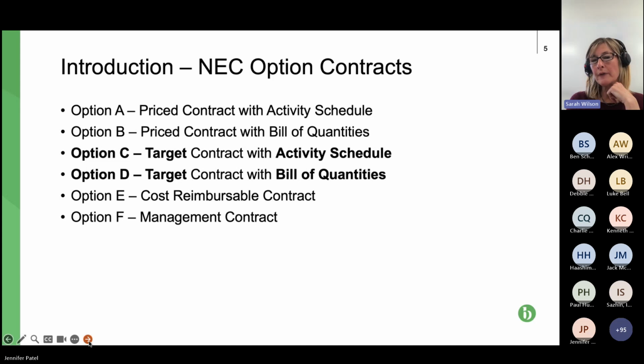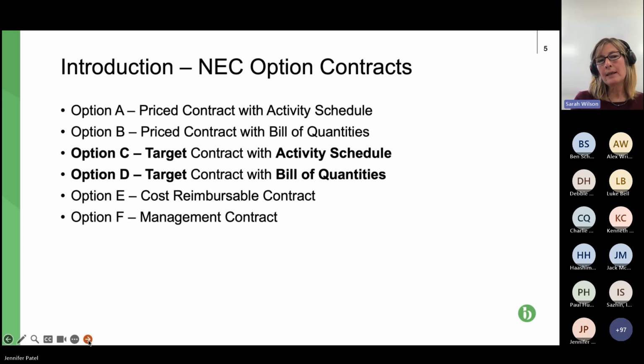Because what we have in the middle of our spectrum are options C and D, which is what we're looking at today. So C is a target contract, so that's the pay and gain element that I'm going to be talking about. Essentially, a target price is fixed and agreed between the parties, and the pay and gain depends on whether the actual cost of the works comes in under or over that target cost. So that's the target element.